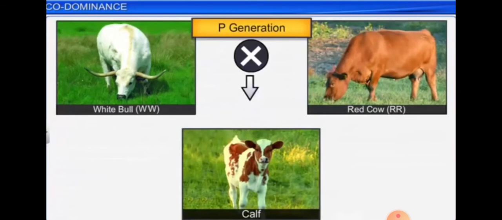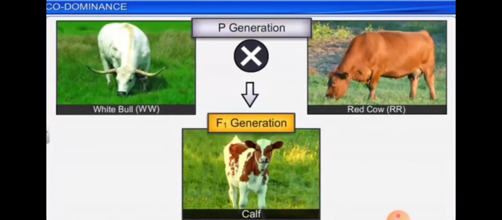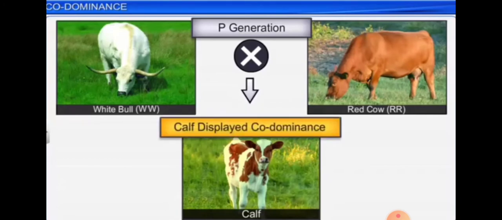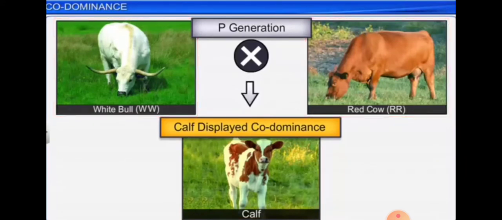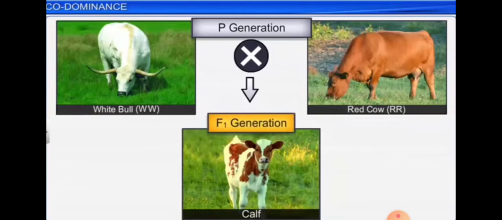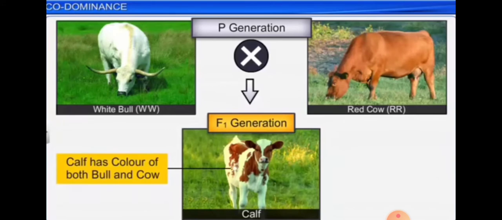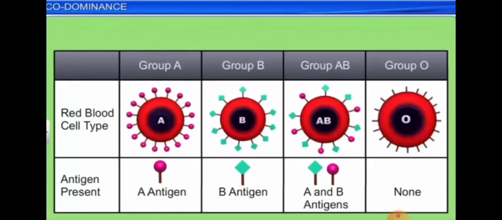Its coat is a mix of red and white hair. So, in this case, the F1 generation doesn't resemble either of the parents, as in dominance, and it's not in between, as in incomplete dominance. But the calf displayed co-dominance. So co-dominance refers to a situation where a heterozygous organism has a phenotype that demonstrates traits from both the dominant as well as recessive genes. So a co-dominant trait is not blended, but is independently and equally expressed.